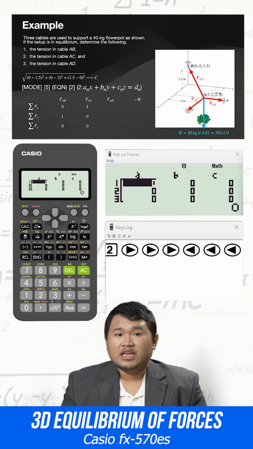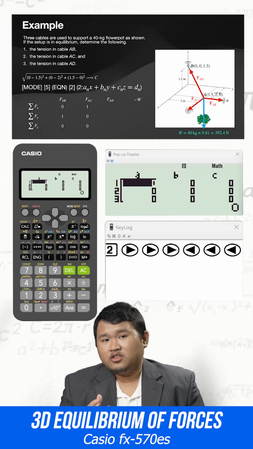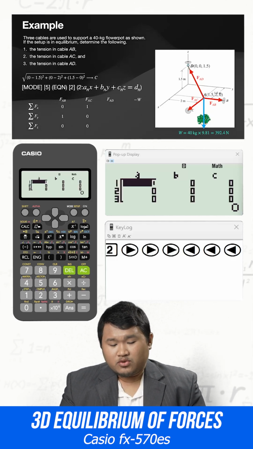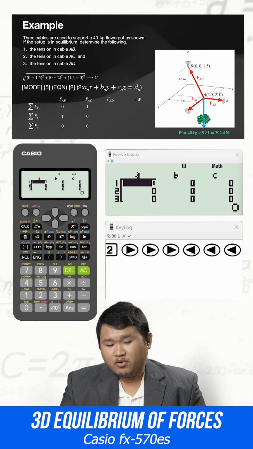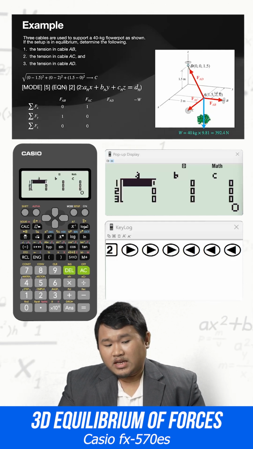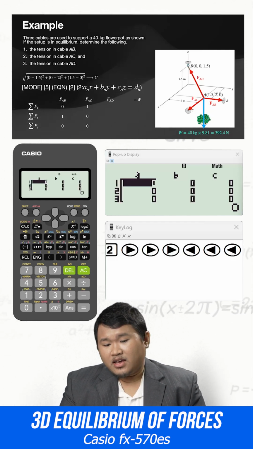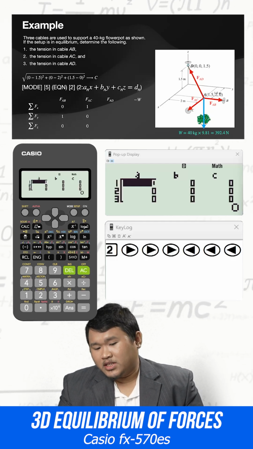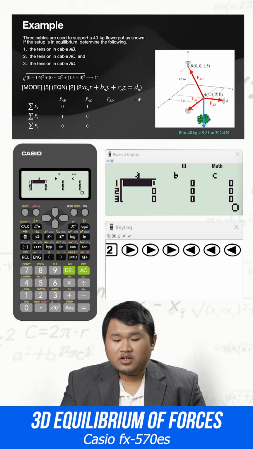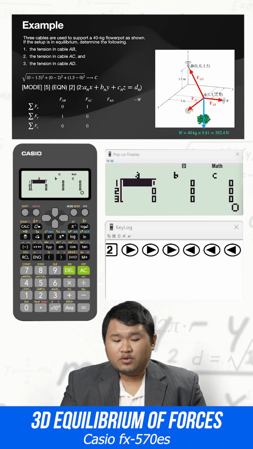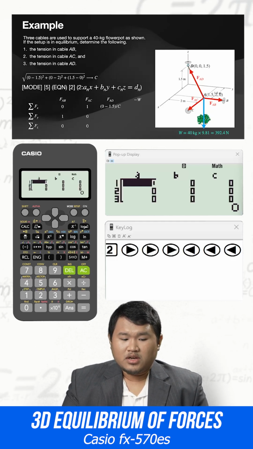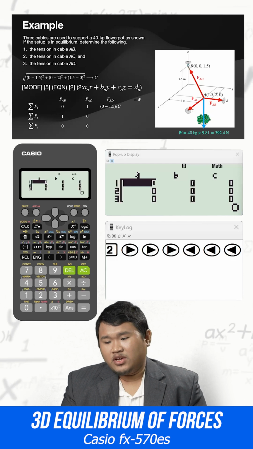Finally, for force AD, since it is diagonal, it is not parallel to any of the axes, so we will calculate the coefficients of its unit vector, or the components of the unit vector. To do that, first, for the x component, we will get the final x component, in this case D, minus the initial x component, in this case A, so that's 0 minus 1.5, and then we divide that by C, which is the square root expression we calculated earlier.